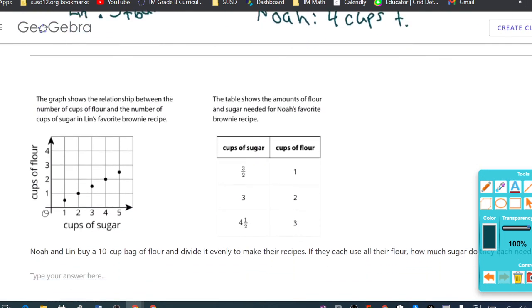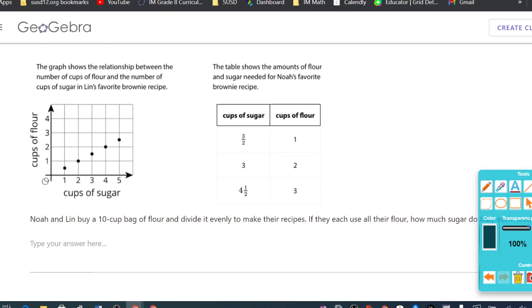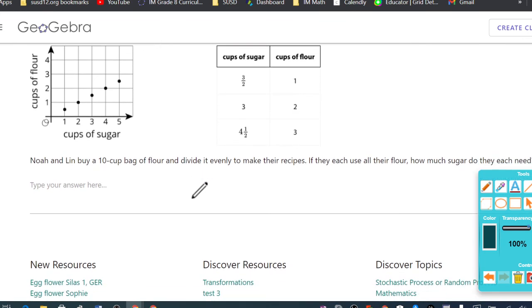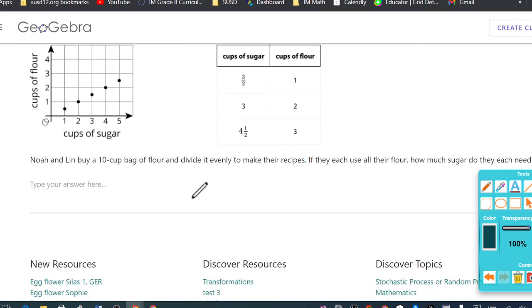Let's keep going. The graph shows the relationship between the number of cups of flour and the number of cups of sugar for Lynn's recipe. Wait a second, this is the same thing again. I think the problem was repeated at the factory where they make these problems. I can edit it and change that.